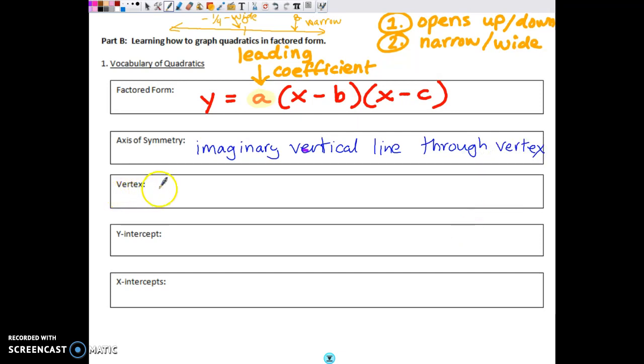The vertex, visually, this is a graph of a parabola. That's a parabola that opens up. That's the vertex. It's either the bottom of the valley or the top of the mountain. It is the highest or lowest point on a parabola. It's also known as the maximum or minimum value.